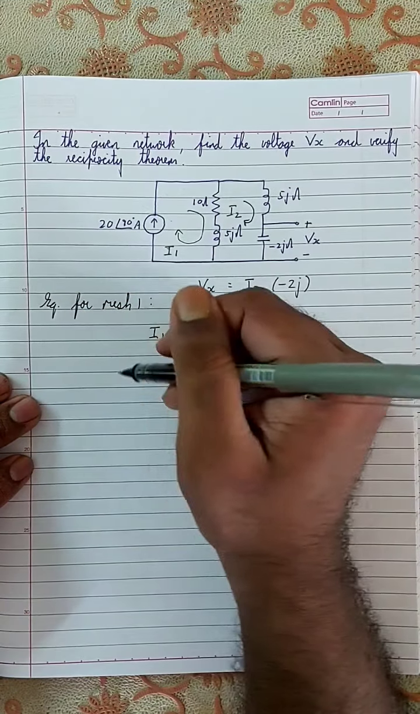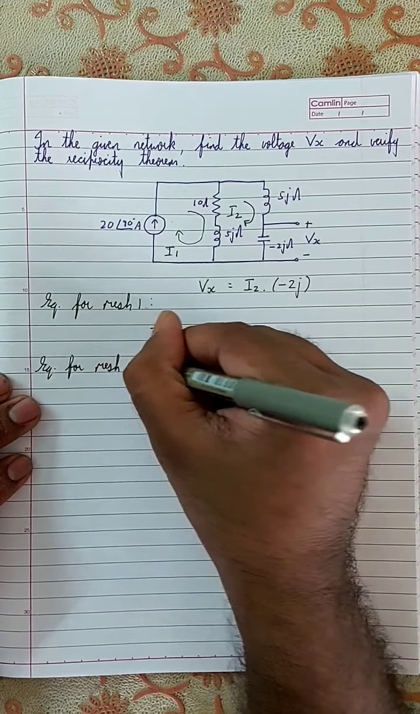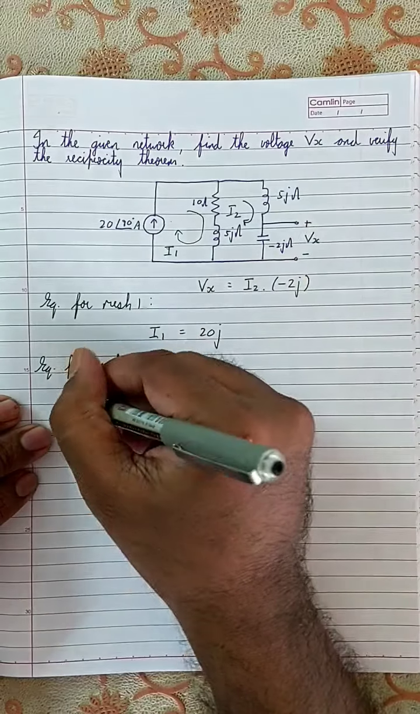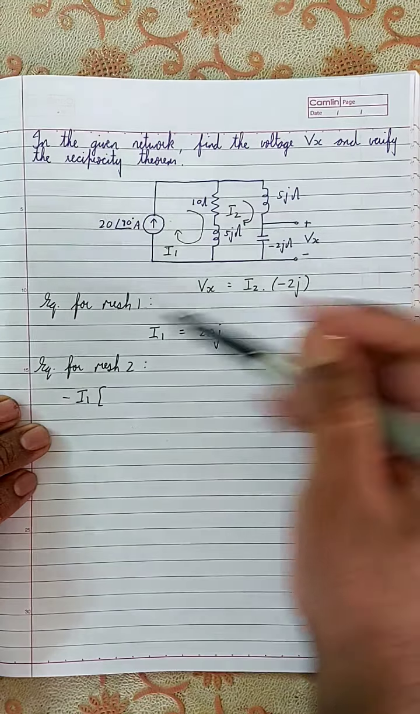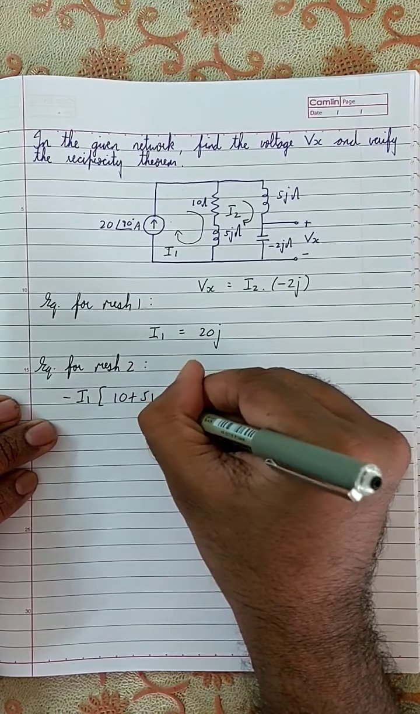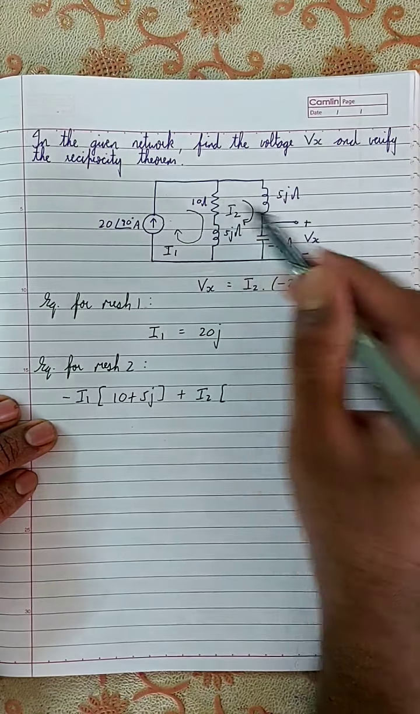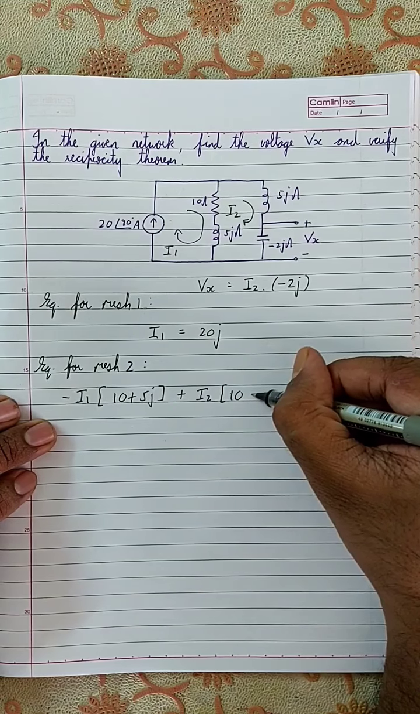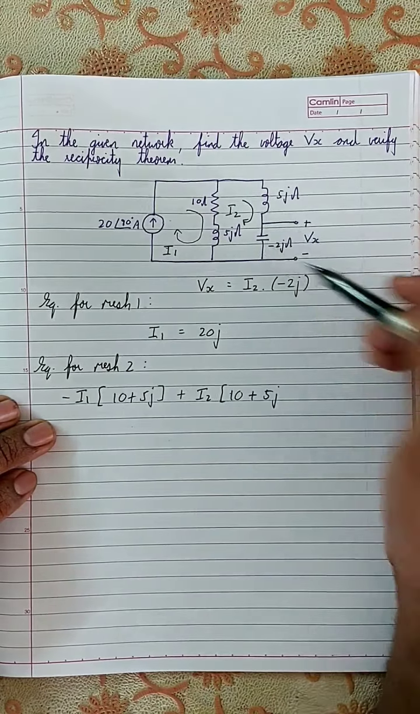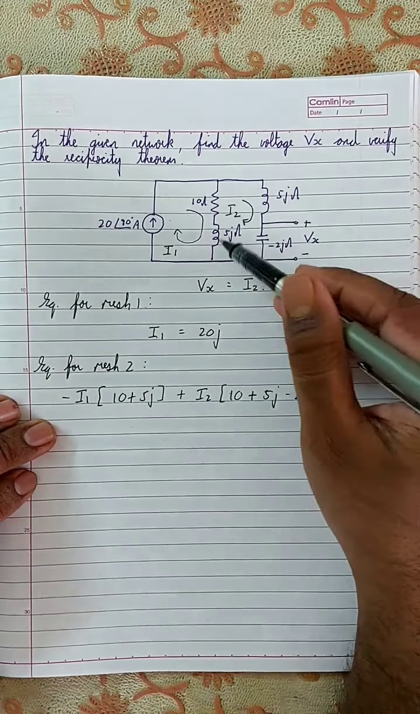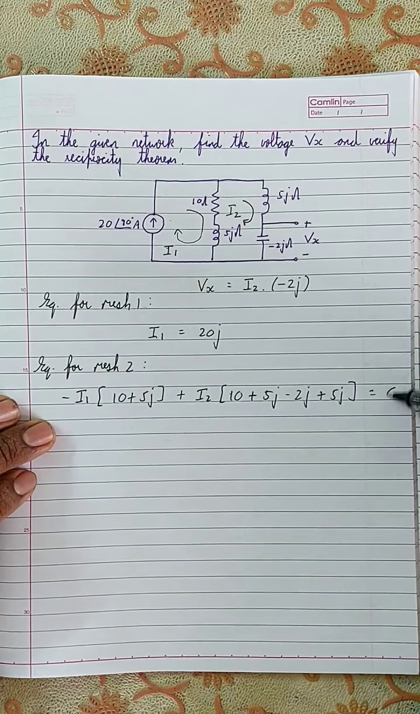Next is the equation for mesh 2, in which I2 is positive and I1 is negative. I1 is touching which elements in this mesh? The 10 ohm and this 5J. So it is 10 plus 5J. And I2 is touching this 10 ohm, this inductor 5J, then this capacitor, minus 2J, and this inductor, plus 5J. That's it, equal to 0.